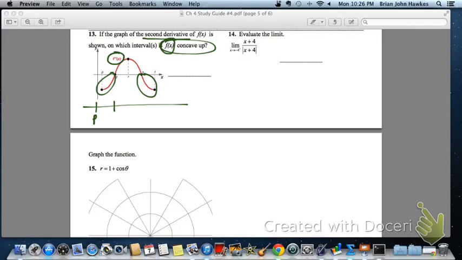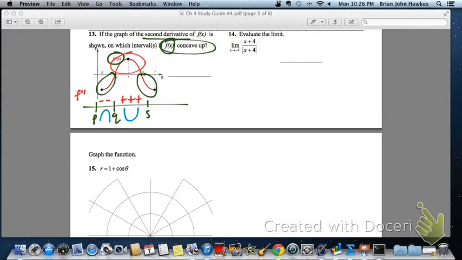So we know that on the interval from p to q, f double prime is negative, negative, negative. So that means that f is concave down on that interval. Whereas on the interval from q to s, we can see that f double prime is actually positive. It's above the x-axis. So when the f double prime graph is above the x-axis, that means that f double prime is positive, and that means that f is concave up.